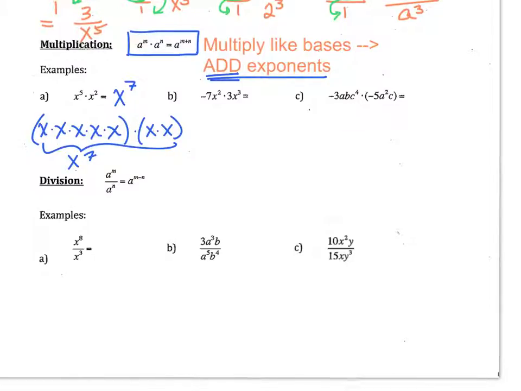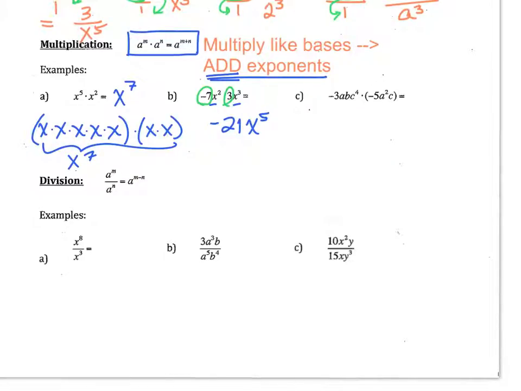Now, what happens when you have numbers mixed in? Now, this is still all multiplication. So we're just going to multiply the outside numbers together. So those guys get multiplied together, and that's negative 21. And then we're multiplying x squared times x cubed. So we add the exponents, and it becomes x to the 5th. Negative 21x to the 5th.